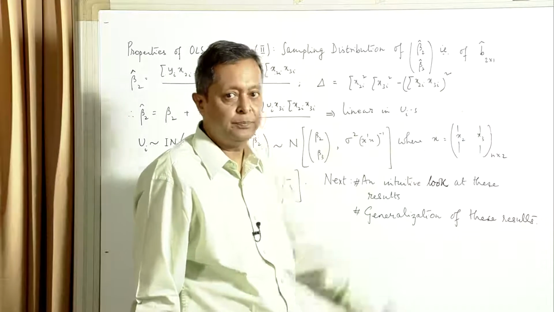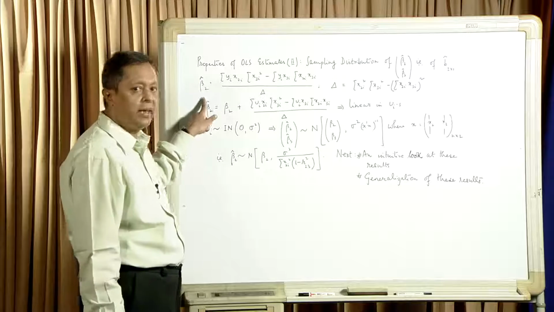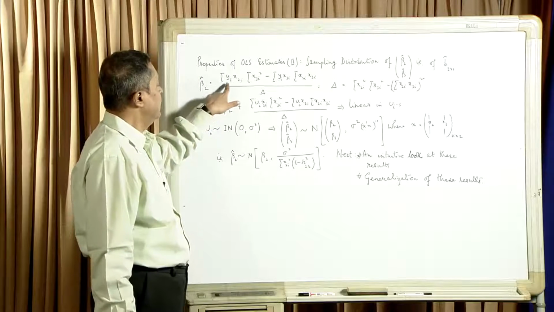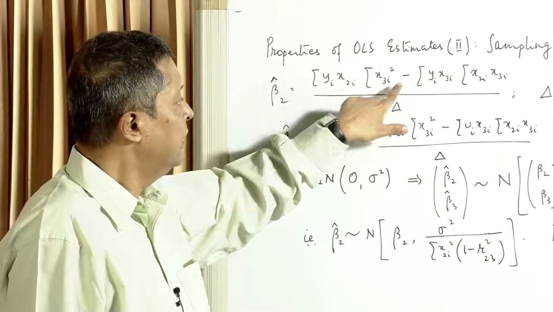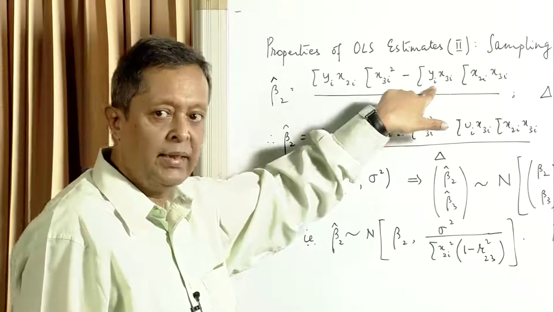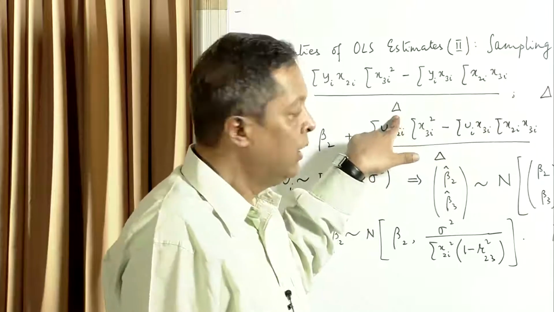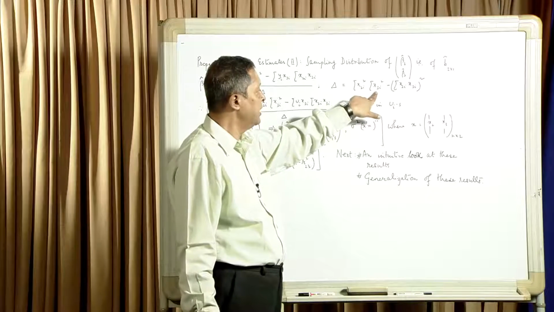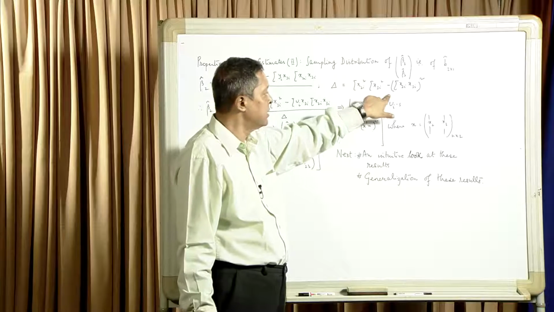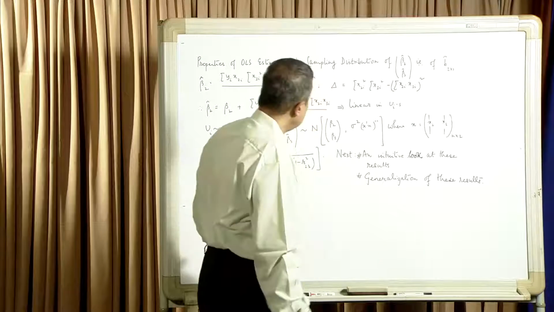From our earlier modules we know that beta 2 hat is given as summation yi x 2i, summation x 3i square, minus summation yi x 3i, summation x 2i x 3i, all upon delta, where delta is summation x 2i square, summation x 3i square, minus summation x 2i x 3i whole square.